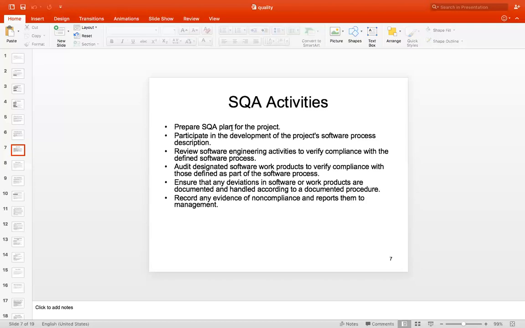Next one is to record any evidence of non-compliance and report it to the management. If there is anything that is non-compliant, you have a review with you. First of all, you will check the requirement document given by the client, and first of all, it is your responsibility to do the project correctly.